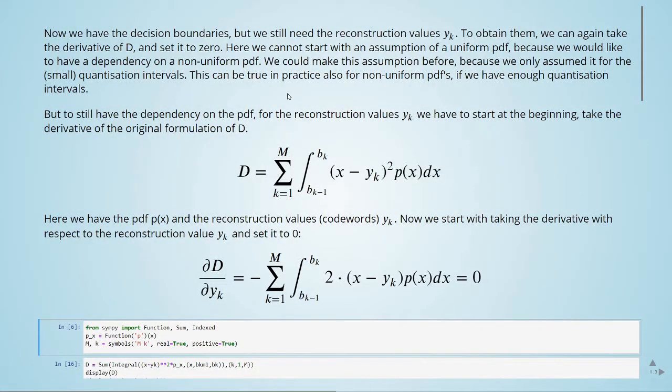So we calculated the decision boundaries b of k, but we still need the reconstruction values y of k. To obtain them, we can again take the derivative of d and set it to 0. But there is one problem. This time we cannot make the assumption that the probability function is constant.